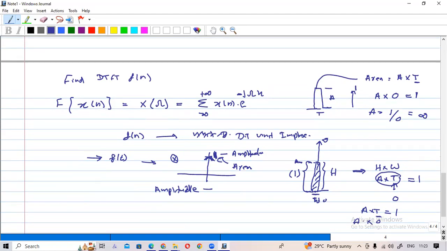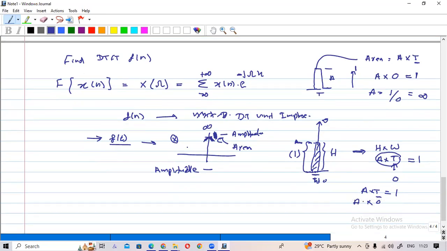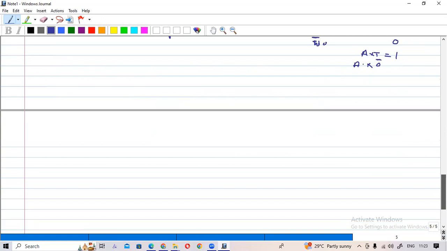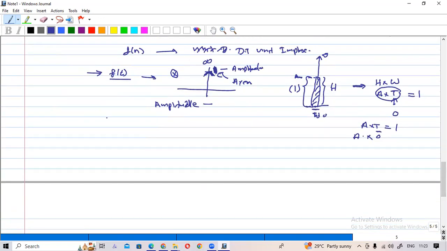So if you consider delta t, don't misunderstand this one as amplitude. It is the area, okay. Actually, the amplitude is infinity for delta t. So it is a very complex mathematical signal, okay. It is not a simple signal. It is a complex mathematical signal. Maybe you can remember the definition, okay.